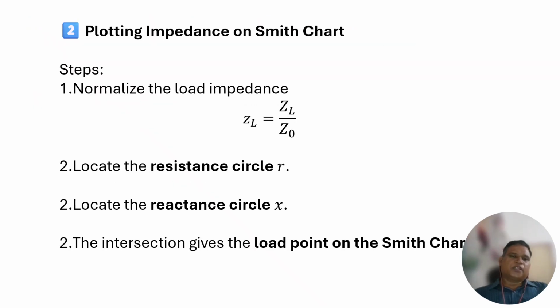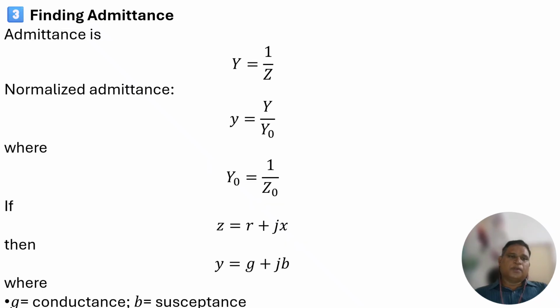Plotting impedance on the Smith chart, there are steps. First one, normalize the load impedance, z is equal to ZL by Z0. Locate the resistance circle R, locate the reactance circle X. The intersection gives the load point on the Smith chart. Next, third one is finding the admittance. Admittance is Y is equal to 1 by z. This is the normalized admittance, where y is equal to Y by Y0, where Y0 is equal to 1 by Z0. If z is equal to R plus jX, then y is equal to G plus jB. G is the conductance and B is the susceptance.